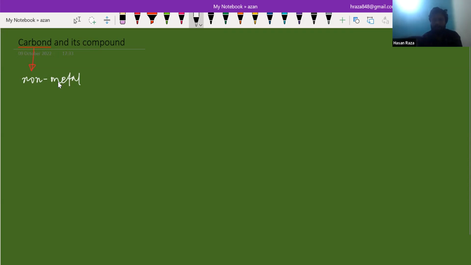Because in chemistry there are three parts: physical chemistry, inorganic, and organic chemistry. And organic chemistry is all about carbon and its compounds. So as you know that this is a non-metal, can you tell me whether it forms covalent bond or ionic bond generally? What type of bond or compound does carbon make, ionic or covalent?